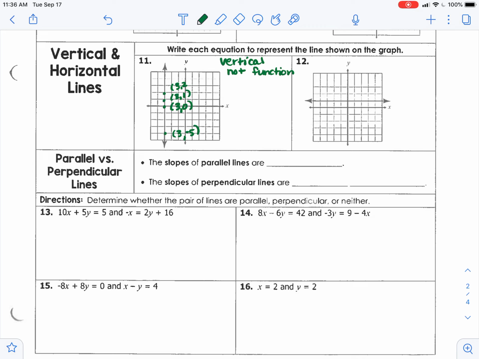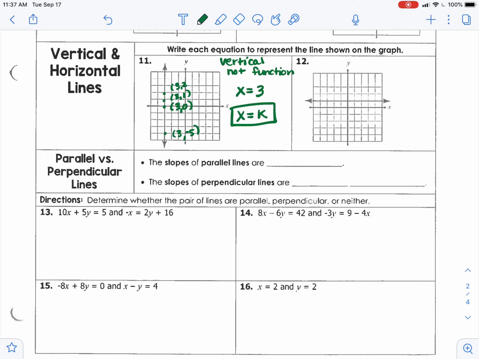So one of the things that you notice on a vertical line is that in this case, x equals 3. Well, that is the basic form of a vertical line. It is actually x equals some number k, and it will always be that way. So x equals some number k is our equation for our vertical line.